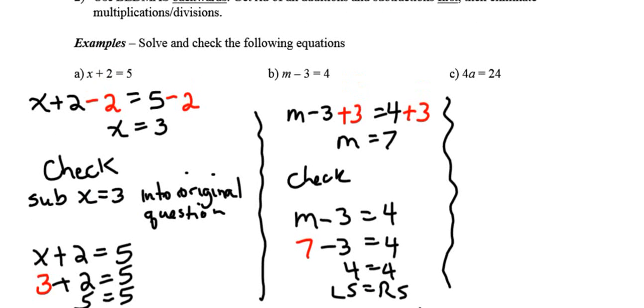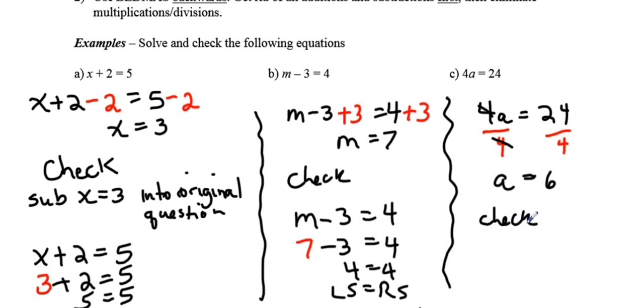This is a different operation that is happening to the a. In this case, a is not being added or subtracted from, it is being multiplied by a number. So in order to get a by itself, we have to do the opposite operation of multiplication, which we decided was division. So we are going to take our 4a equals 24, and we're going to divide on both sides by that 4. So 4a divided by 4 is just a. These cancel each other out, and you've got 24 over 4, which is just 6.